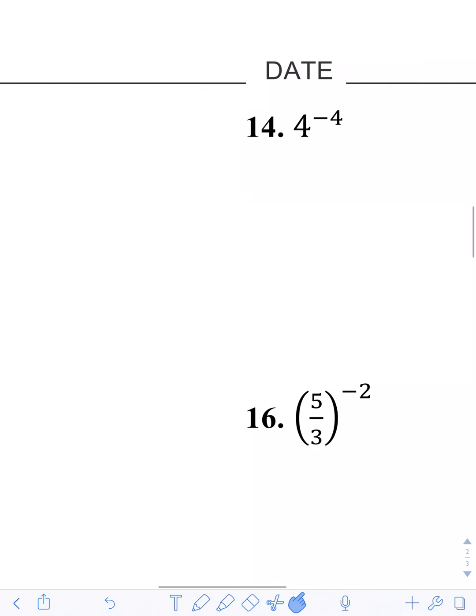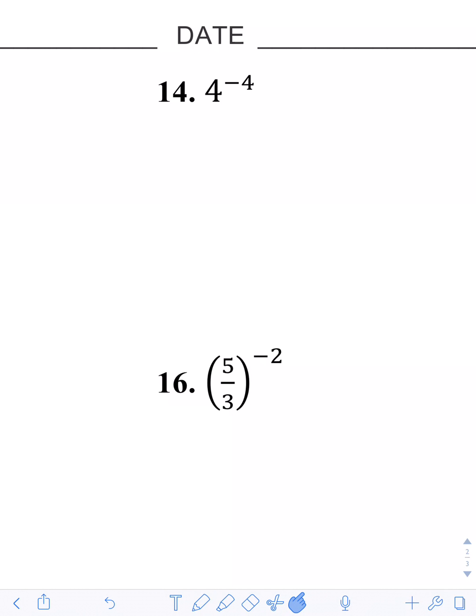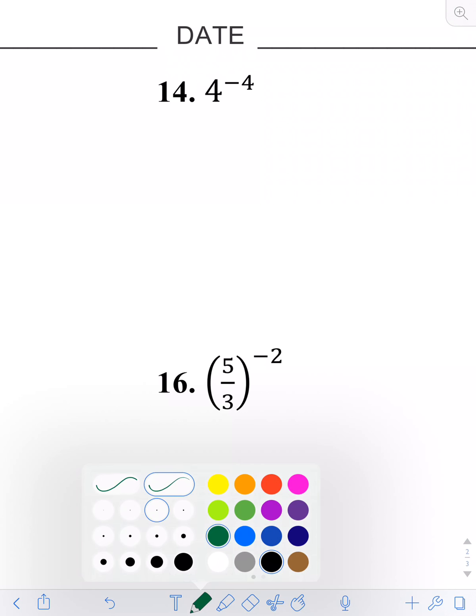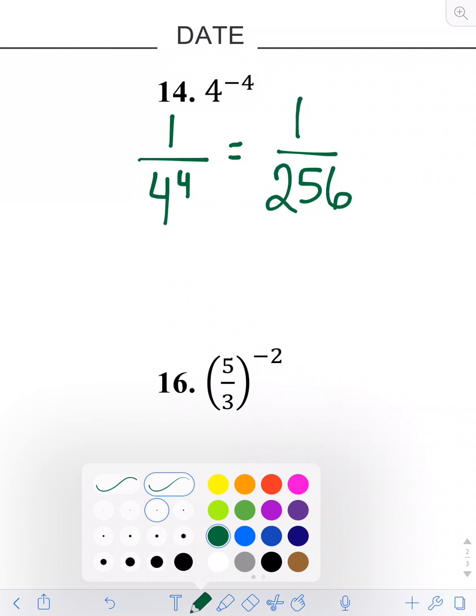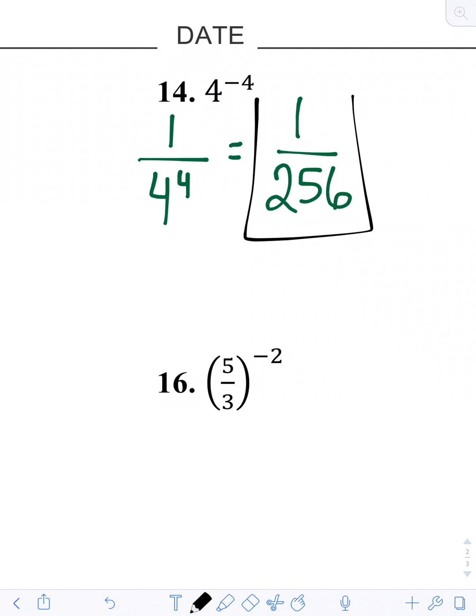All right, number 14. 4 to the power of negative 4. We're going to rewrite that. It's a negative exponent, so we're going to put it in the denominator. And so then that just comes out to 1 over 4 to the power of 4, which is 256. And that's your final answer. And you can always put 4 to the power of 4 in your calculator.